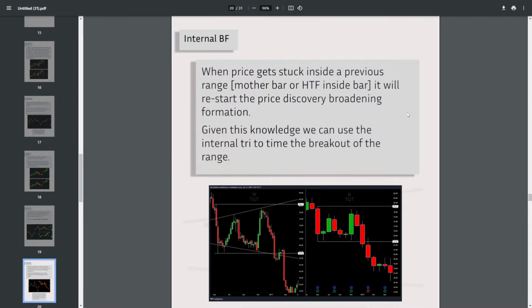When price gets stuck inside of a previous range, also we could say mother bar or a higher time frame inside bar, it will restart the price discovery broadening formation. And given this knowledge, we can use the internal broadening formation, or the broadening formation completely stuck inside of the previous range, to try and time the breakout of that range with our actionable signals.